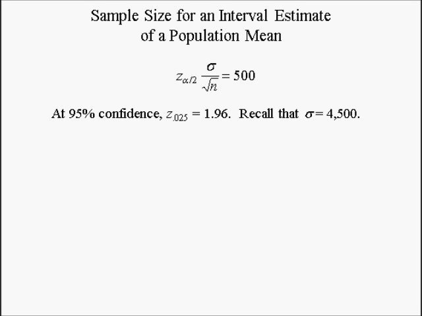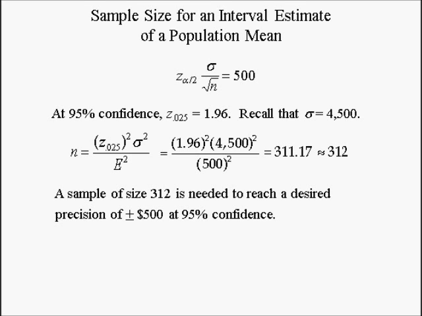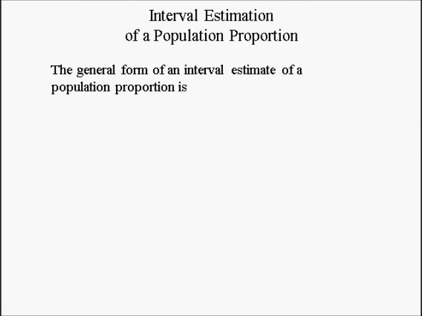In this example, the population standard deviation was equal to 4,500. Plugging these values in the equation for the necessary sample size yields 1.96 squared times 4,500 squared divided by 500 squared, which equals 311.17. Since this is not an integer, the necessary sample size is 312. A sample size of 312 is needed to reach a desired precision of plus or minus 500 at 95% confidence. If we use a sample size of 311 or smaller, the margin of error will be more than $500 at 95% confidence.